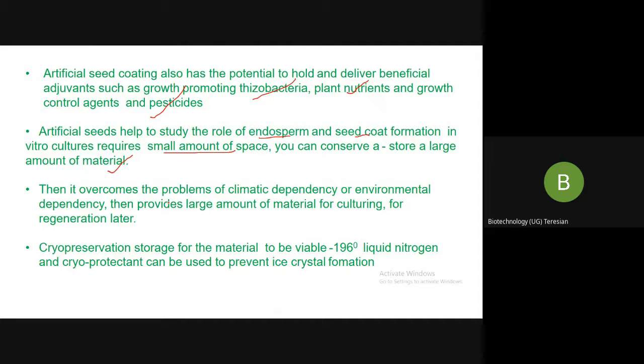Okay, sometimes because of the natural disasters which occur, the plants are put into a lot of stress. I mean, they're washed away. So maybe there is flooding, there is drought, everything happens. Then it provides large amount of material for culturing, for regeneration later. So such type of climatic dependency is not there in the in vitro, because it is growing in the laboratory.